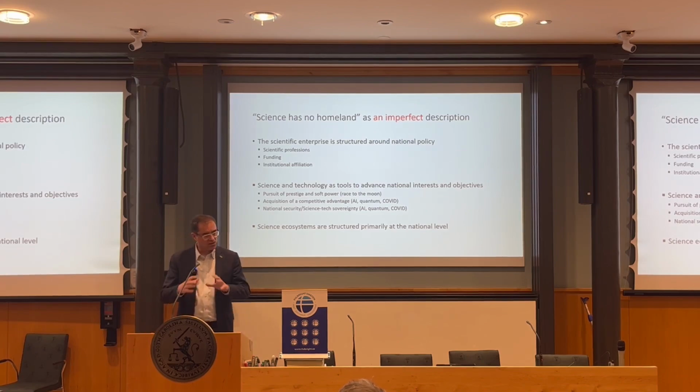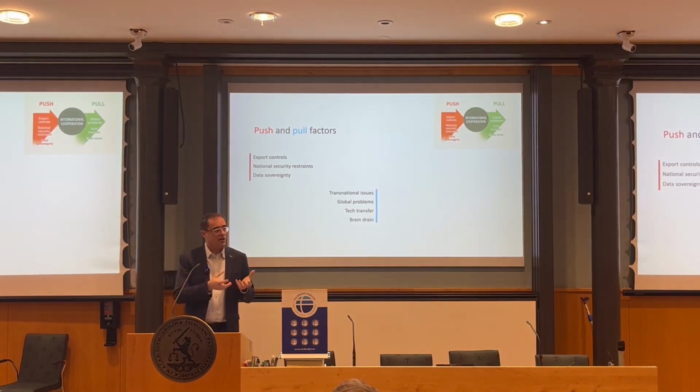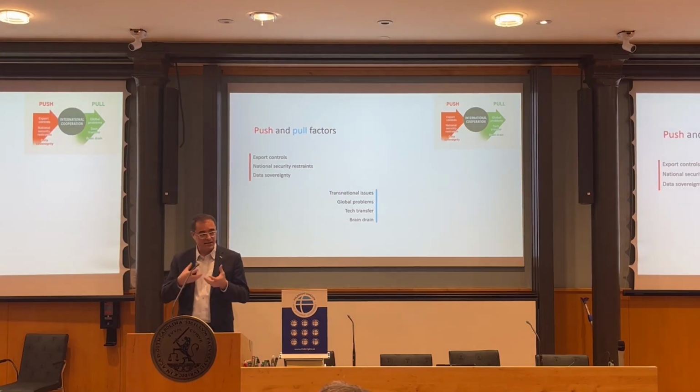So the science ecosystems are structured primarily at the national level. There is this ambition of science, or this description of science, as global, but it's always with feet deeply rooted in national systems. So the combination of the two, I think, creates some push and pull factors. There are some factors that push scientists and nations to cooperate, and some that push away from that.